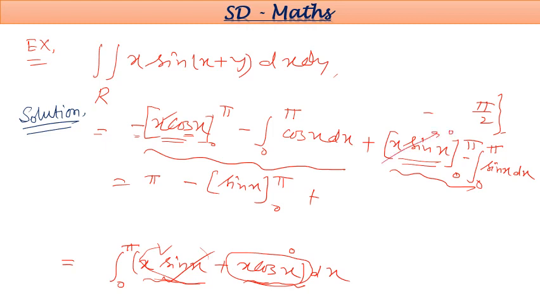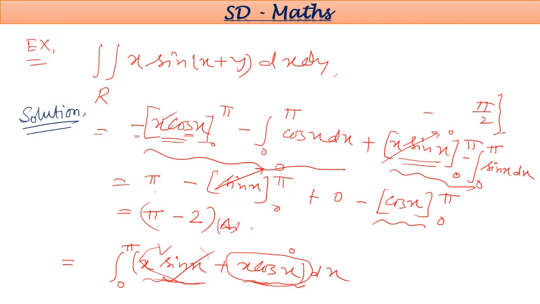So the value of this will be 0, minus the next one, cos x with the limit 0 to pi, right, and this is 0. The value of this limit will be 0, and this is our pi, and the value of this will be -2. So this is the answer of the given integral. Therefore the answer is pi minus 2. This is our answer, right? Okay, now go for the next one.